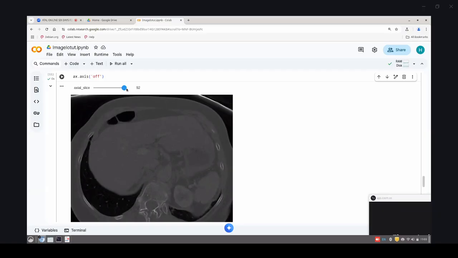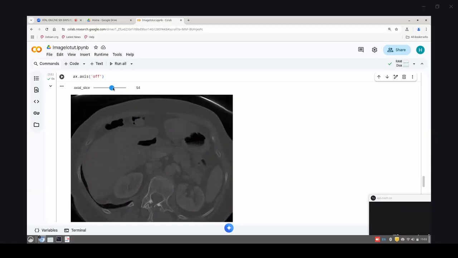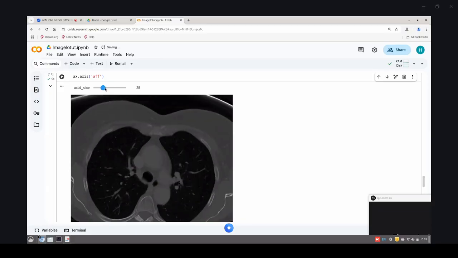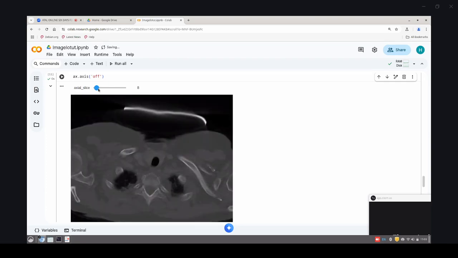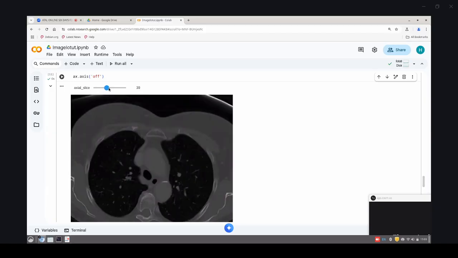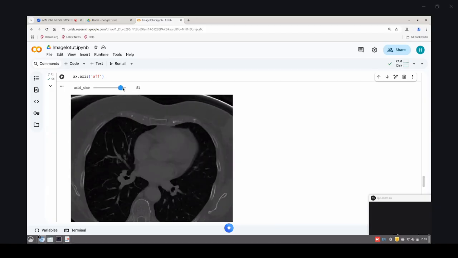So I'm just moving this slider. You can see how the slices vary. What you are seeing is the slice along the length of the human body, and how the slices vary along the axial plane or transversal plane.